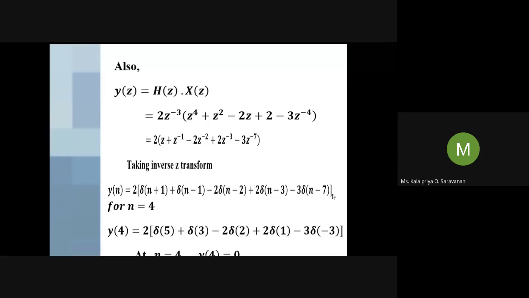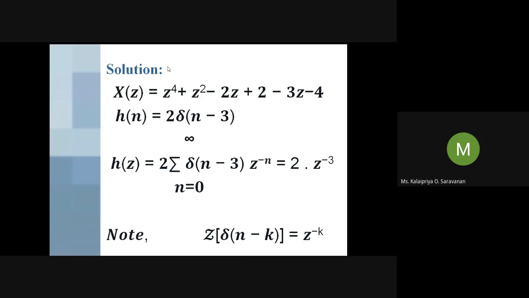How did this inverse z transform happen? Now, what formula is actually used here? If you can guess, you can post it in the chat box. We have just now discussed the formula. Look here. Z transform of del of n minus k is z power minus k. So what is the inverse z transform of z power minus k? It should be del of n minus k, isn't it? Very simple words. Del of n minus 3 on z transform gives you z power minus 3. Z power minus 3 on inverse z transform will give you this same value, del of n minus 3.